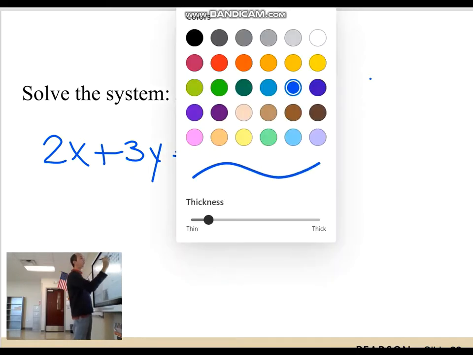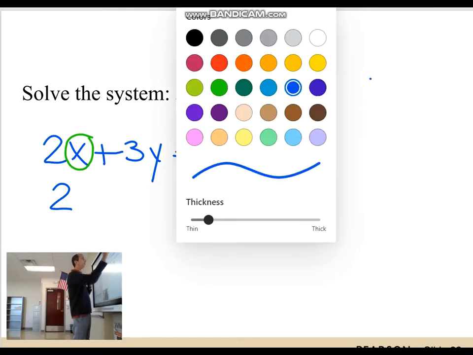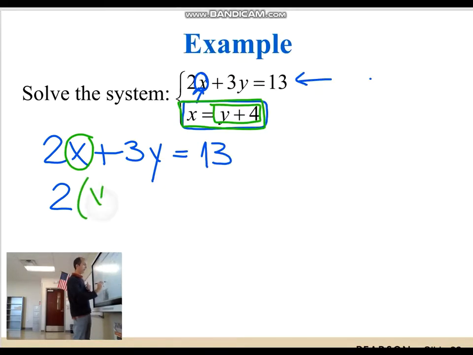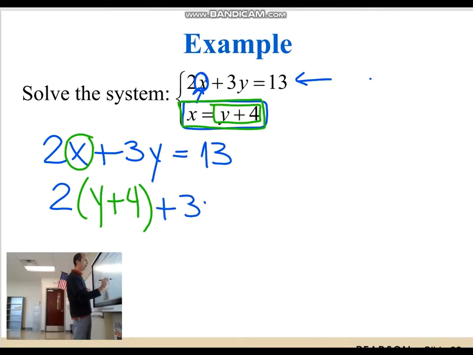Now we will change x here, and we will use the second equation, y plus 4 instead of x. So 2 times, what? Y plus 4. And then we repeat everything here, plus 3y equals 13.